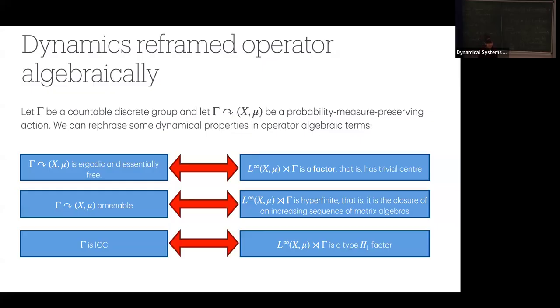And for example, if gamma is ICC, you get a type II_1 factor. And again, I don't want to say too much about what these mean. They might pop up elsewhere in other people's talks. The real take-home message here is that this remembers quite a lot about what's going on with the group and/or the group action.